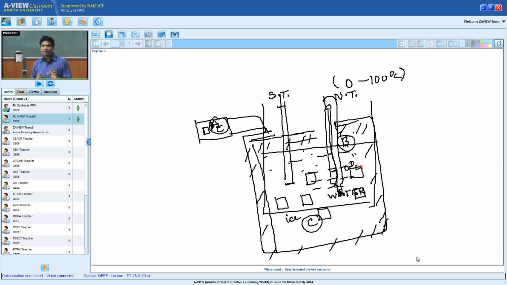A is in equilibrium with C, B is in equilibrium with C. Then I'll say A and B are in equilibrium. Whatever temperature is sensed by the standard thermometer is the same as what is sensed by the new thermometer. And whatever level shown by the new thermometer is 0. Now I don't have a doubt.